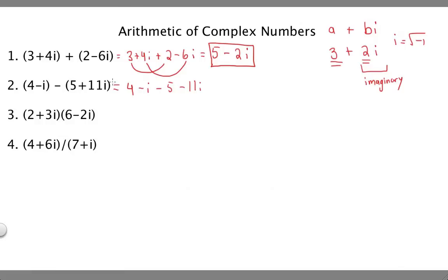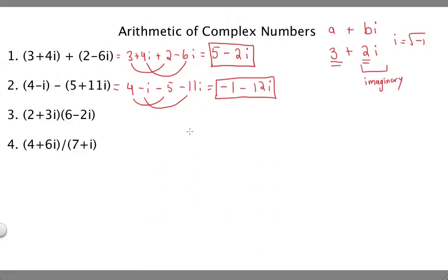Okay, so that's the only part that's different here. When we subtract this parentheses, we need to expand it by taking this negative and distributing it into the parentheses. So now we're just going to add like terms. The 4 and the -5 give us -1. The negative i and the negative 11i give us negative 12i. That's our answer for part 2 for subtraction.